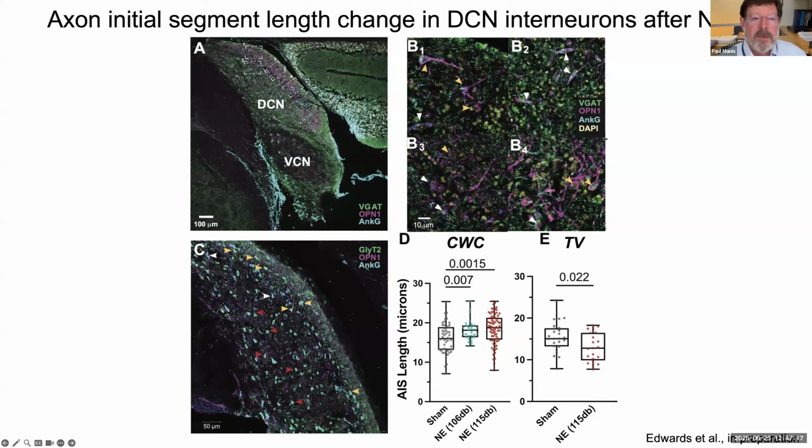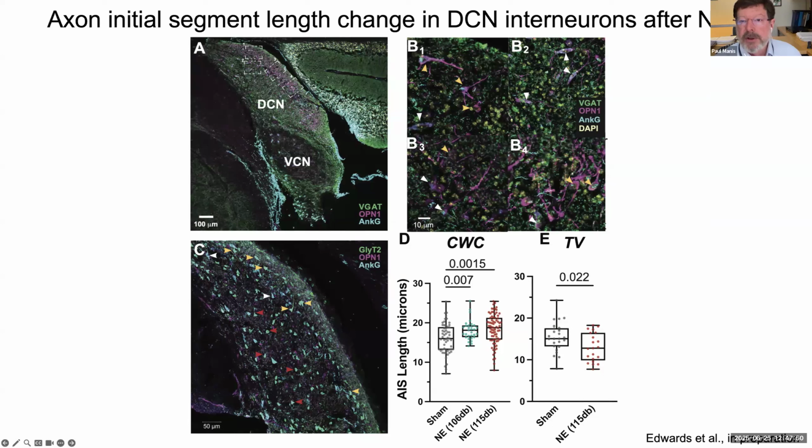Finally, we looked at the axon initial segment in these cells. We were motivated by the studies from Kuba and Omori's group, showing in the chicken that there were changes in the length of the axon initial segment after sound deprivation in chickens. So we stained for a variety of different markers, but most notably for the ankyrin G, which labels the axon initial segment, which you can see here in panel B4 as these little long lines.